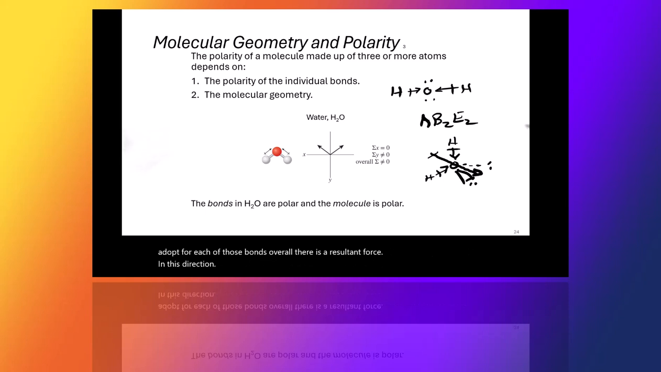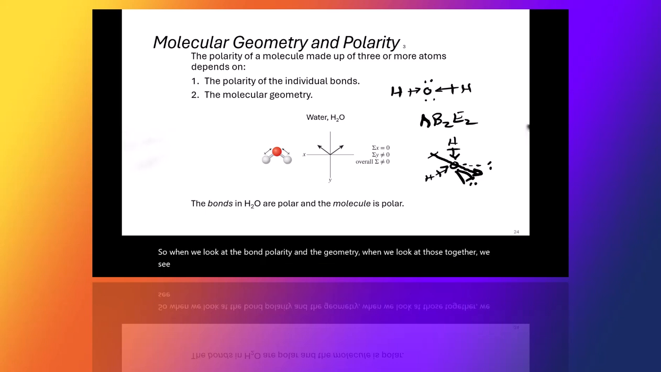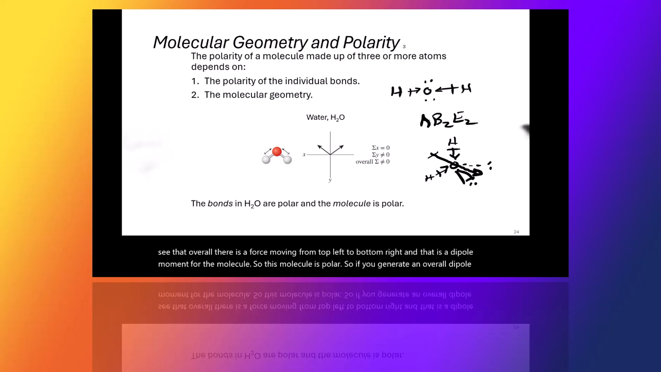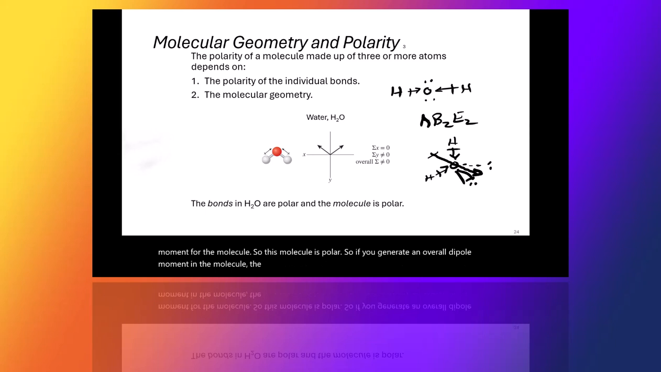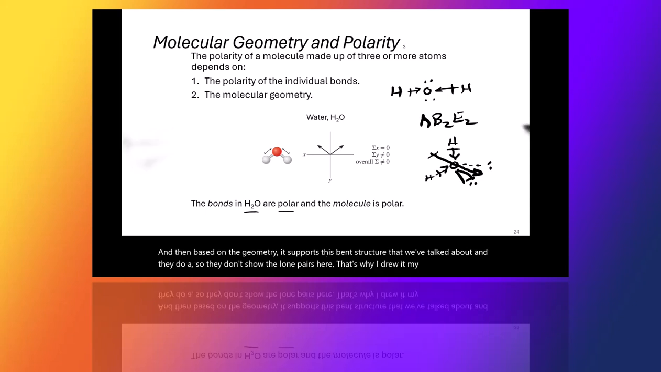So when we look at the bond polarity and the geometry together, we see that overall there is a force moving from top left to bottom right, and that is a dipole moment for the molecule. So this molecule is polar. If you generate an overall dipole moment in the molecule, it is polar. So that's what we have here. H2O has polar bonds, and then based on the geometry, it supports this bent structure that we've talked about. They don't show the lone pairs here. That's why I drew it my way. But you can see this one's a little easier to see.